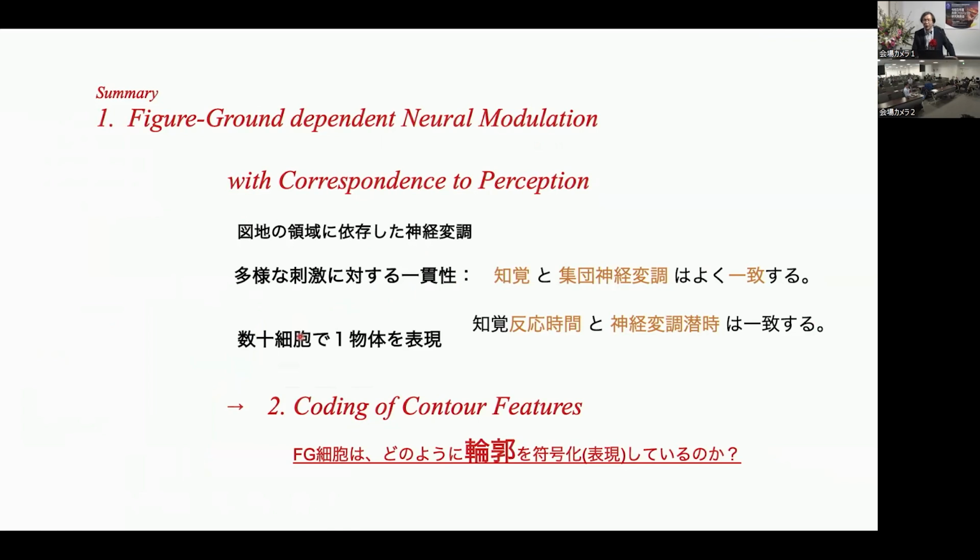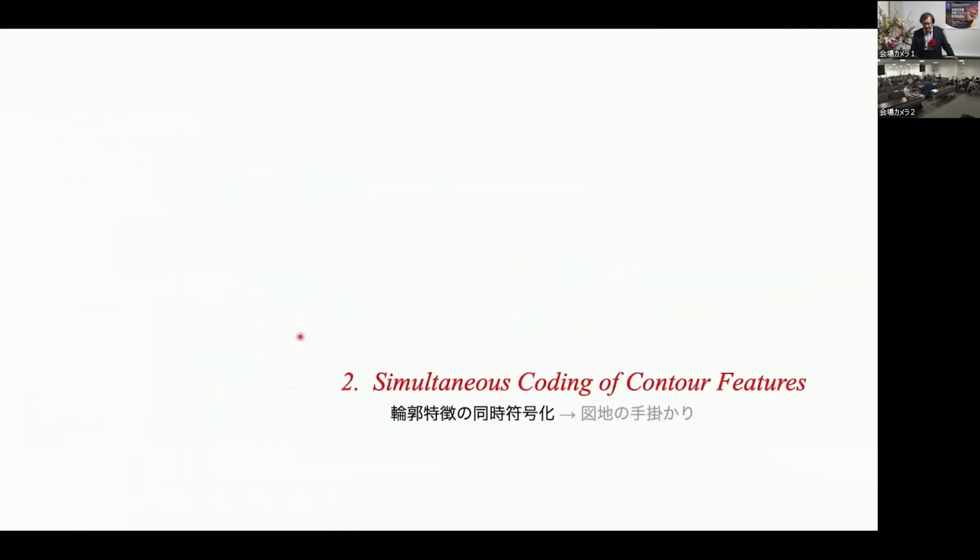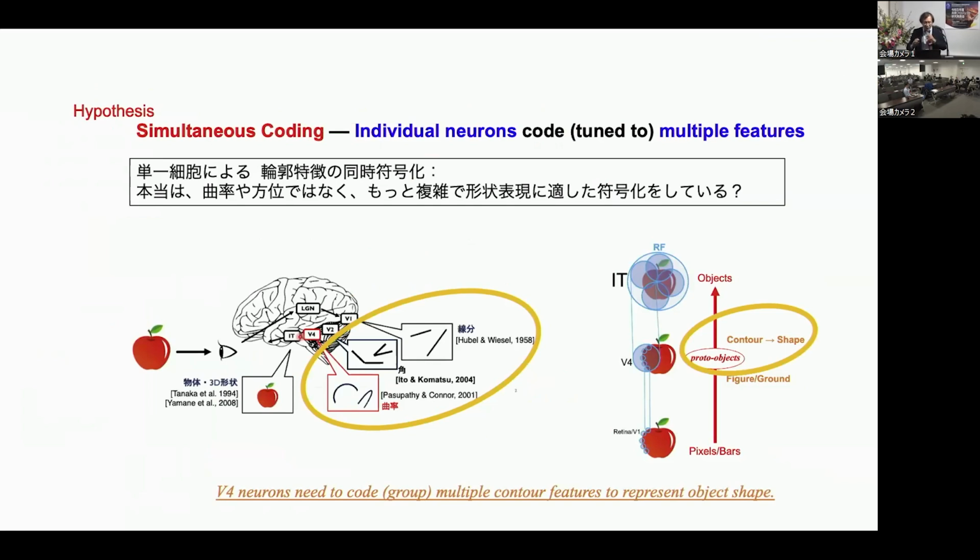Next, I'd like to talk about the coding of contour features. So the hypothesis here is simultaneous coding. We think individual neurons code multiple features. The previous studies have shown the tuning to bars in V1, angle in V2, and the convergence in V4. But we think in V4, neurons need to simultaneously code multiple features because V4 neurons need to code multiple features to represent a single object.